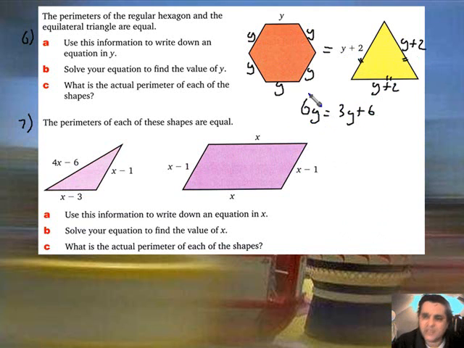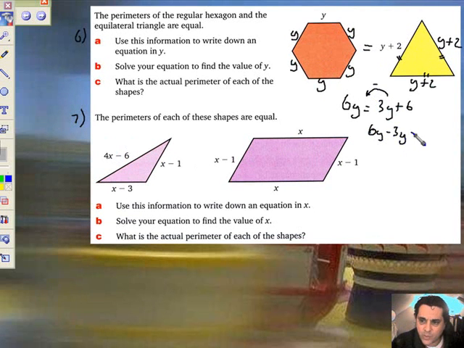Is that alright? So little equation. 6y's is the same as 3y's, 1, 2, 3, plus 6, 2, 4, 6. Simple equation. Bring it over here, subtract. So I've got 6y, take away my 3y is 6, so 3y is 6, the single y is 2.